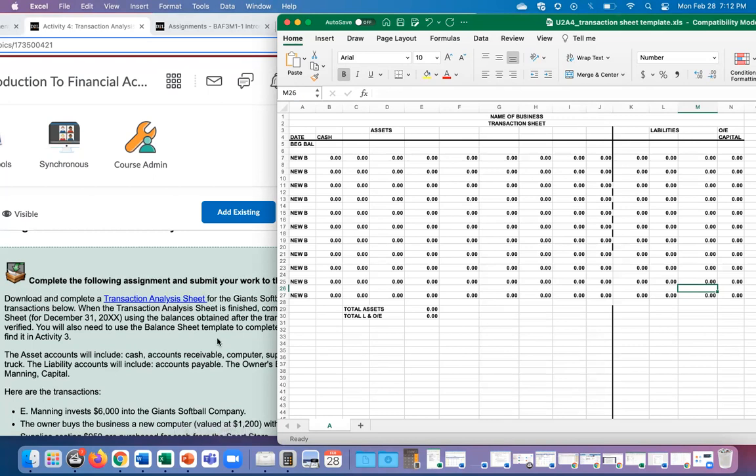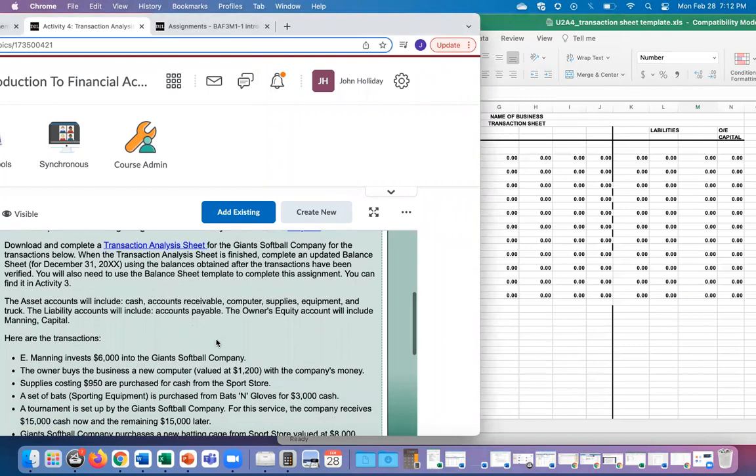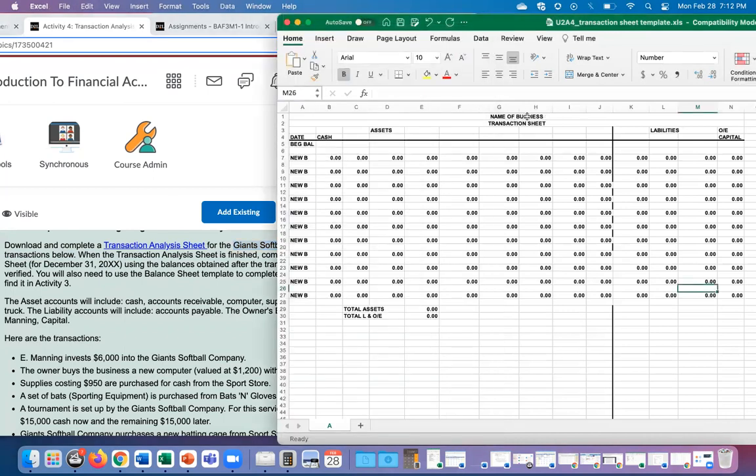So once you have this downloaded and you're looking at it, the thing to then look at is the information that's provided in the assignment. The only thing that's important up here is the name of the business, which is Giant Softball Company. That we're going to put at the top of the transaction analysis sheet. So I'm just going to copy and paste that over. You'll see that they've got a generic name of business there. So we just want to change that to Giant Softball Company.